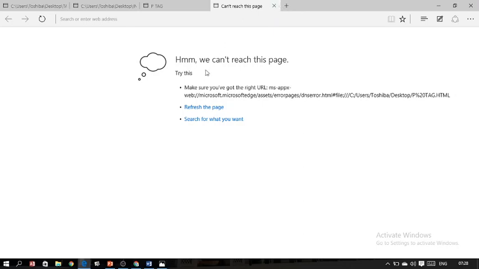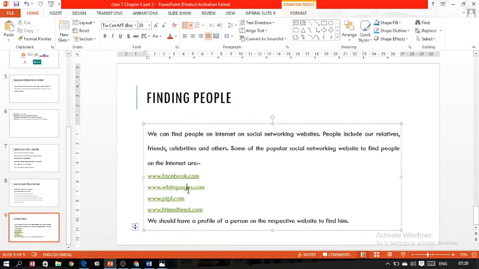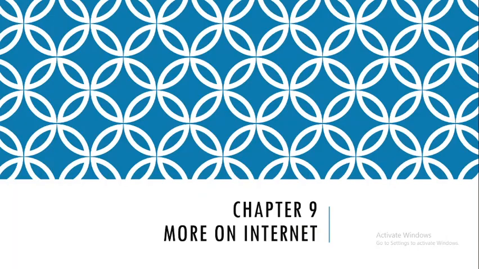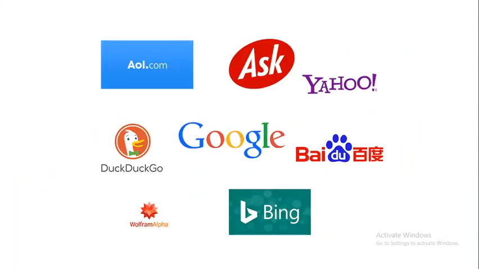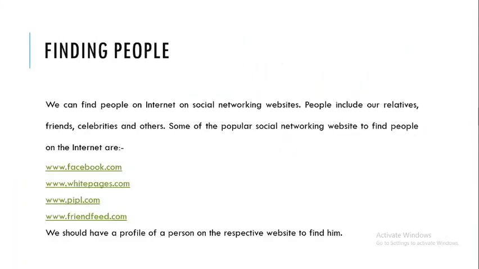The very first thing which you have to understand is that there are social networking websites which can be used for finding the information of different people. But of course, that person's profile must be there on that particular website, only then can you find it. And if the person's profile is not there on that website, no information will be displayed for that person.